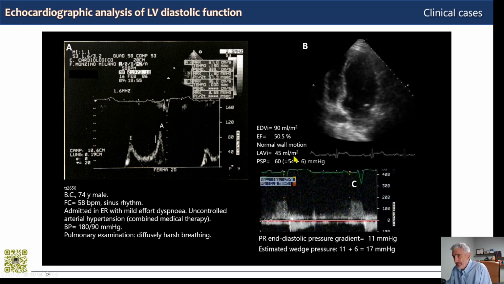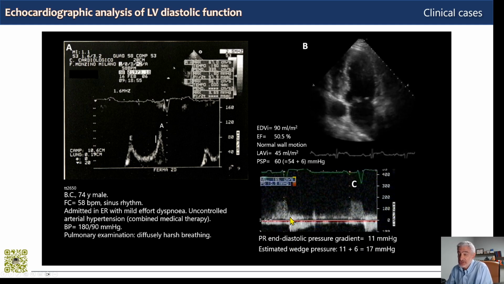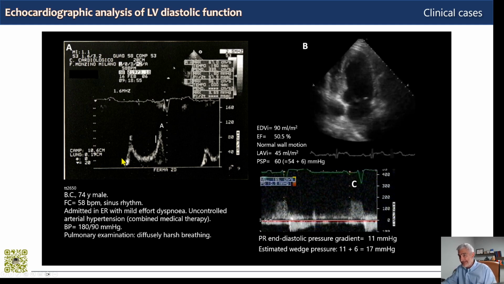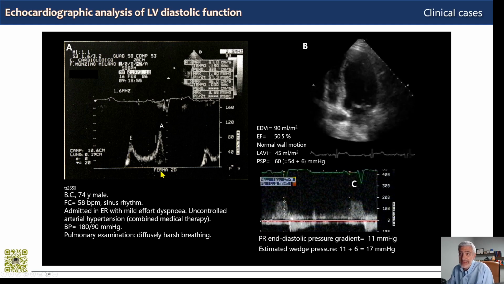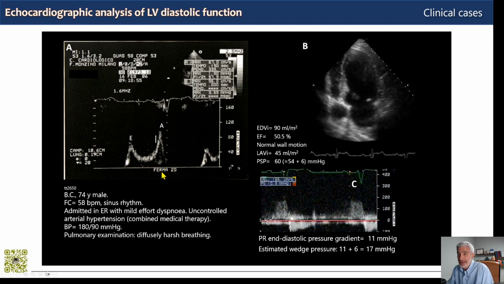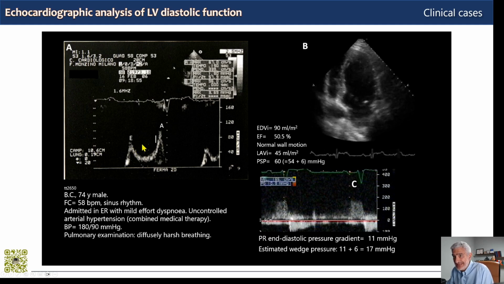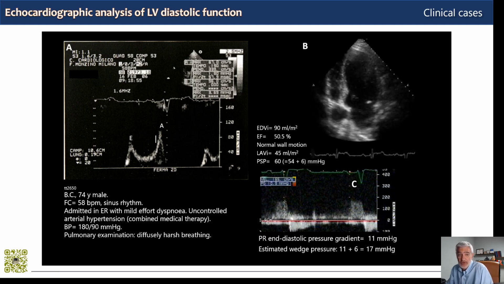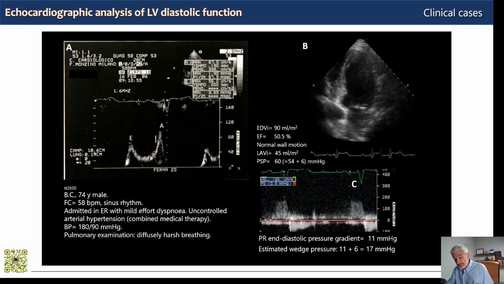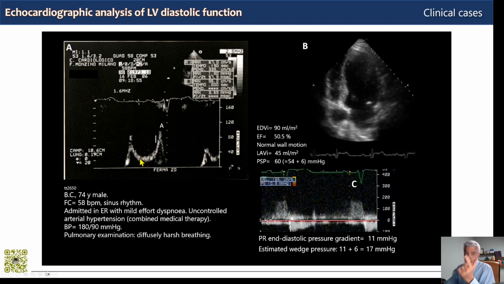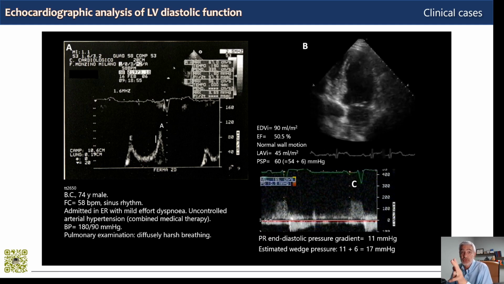Because we have on this side here suggested increased filling pressures, and on this side here we have apparently grade 1 diastolic dysfunction, an impaired relaxation mitral flow pattern with an E wave here of less than 80, an A wave of about 100, and an E/A ratio of less than 1. So this transmitral flow pattern suggests that we have prolonged relaxation but normal compliance and normal left ventricular filling pressures.